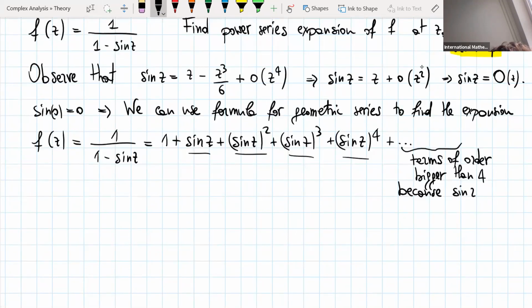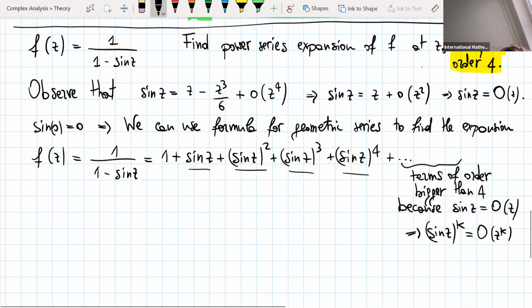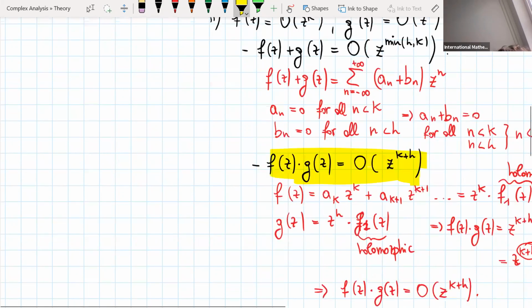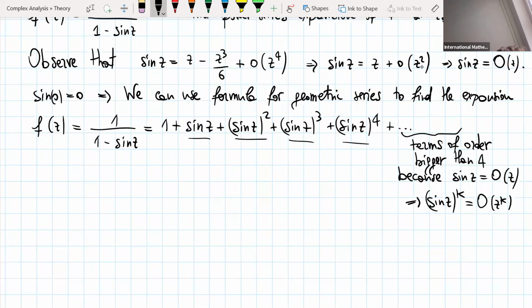Because sinus of Z is of order Z implies that sinus of Z to the K is of order Z to the K. And here we are using this rule here for the product. So applying this rule, we find that sinus of Z to the K is of order O of Z to the K. And this is also O of Z to the 4 if K is bigger or equal than 5.